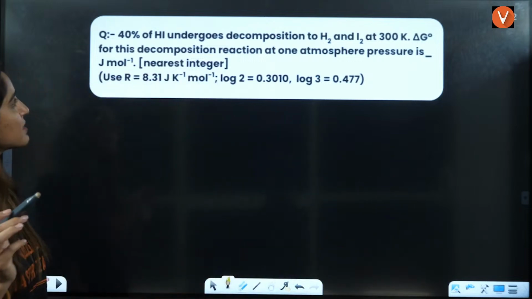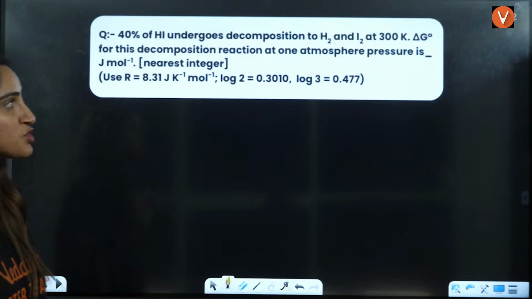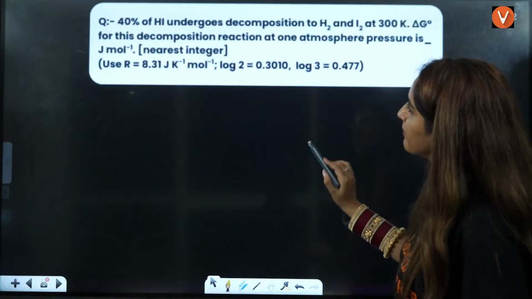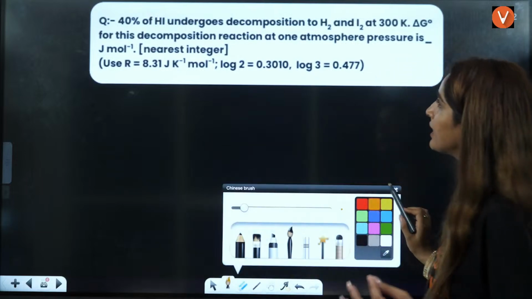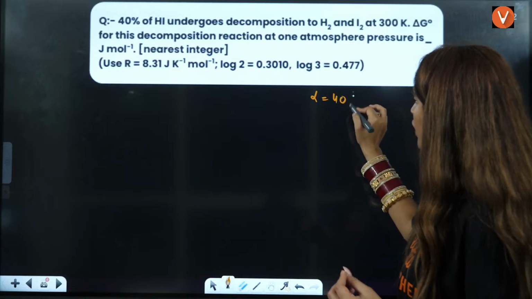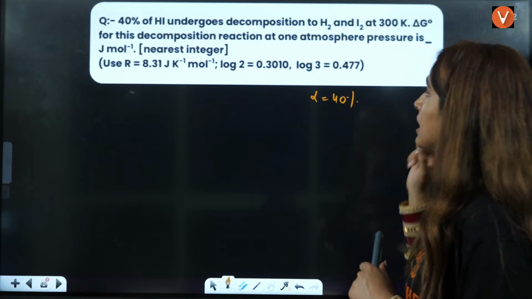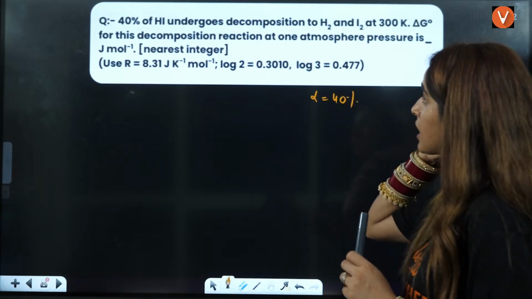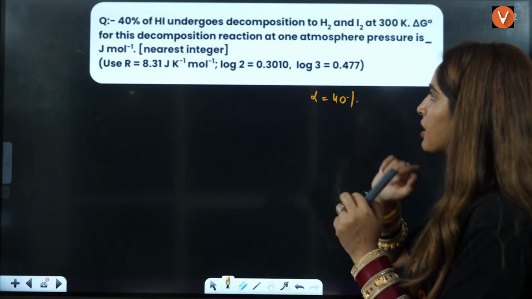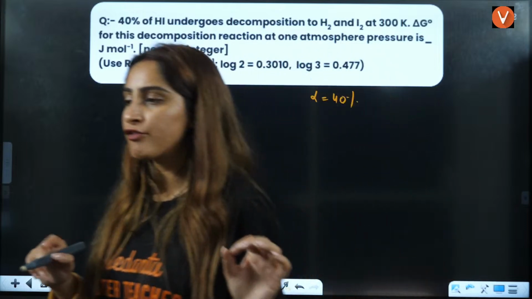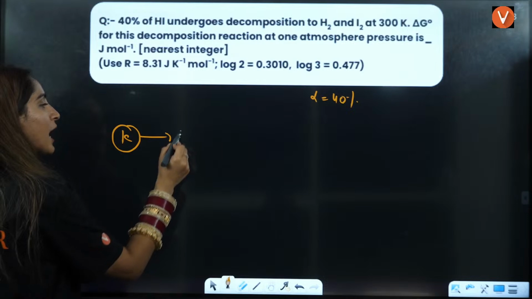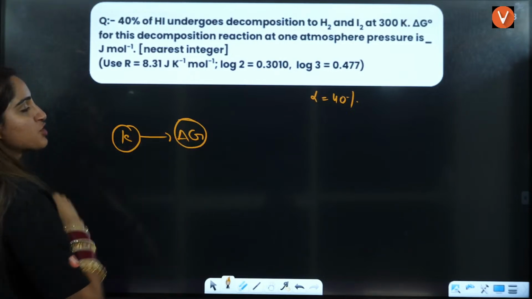40% of HI undergoes decomposition to H2 and I2 at 300 K. This means alpha is equal to 40%, the degree of dissociation is 40%. Delta G for this decomposition at atmospheric pressure is dash. Here you have to find out the value of K, and from that you will find out the value of delta G.